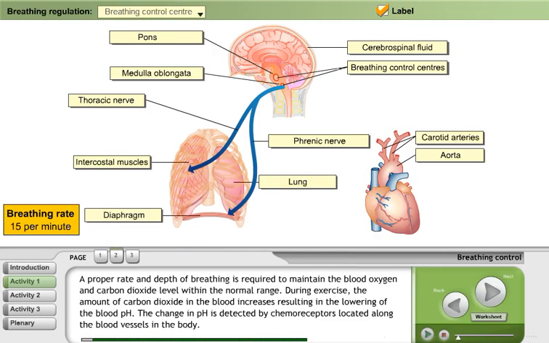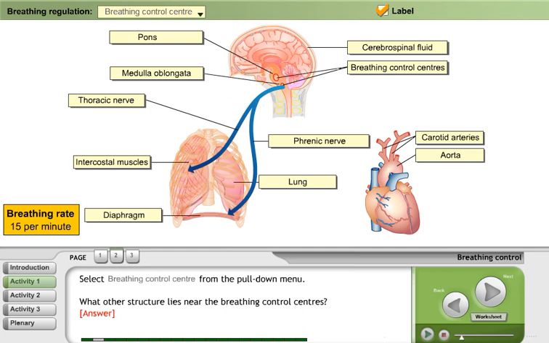A proper rate and depth of breathing is required to maintain the blood oxygen and carbon dioxide level within the normal range. During exercise, the amount of carbon dioxide in the blood increases, resulting in the lowering of the blood pH. The change in pH is detected by chemoreceptors located along the blood vessels in the body. Select Breathing Control Center from the pull-down menu.